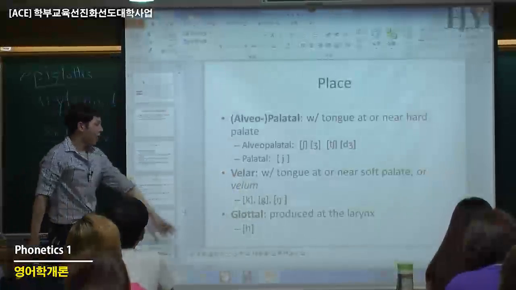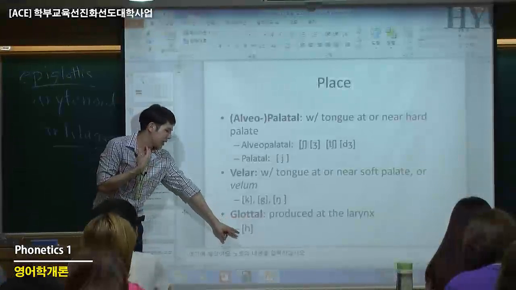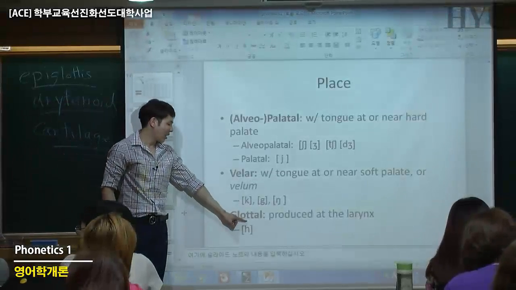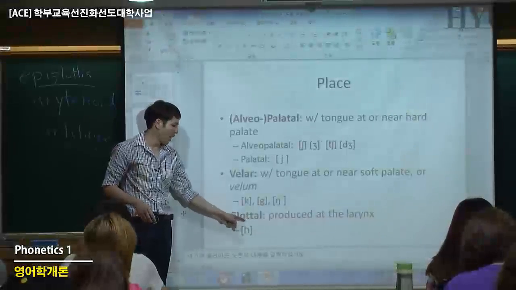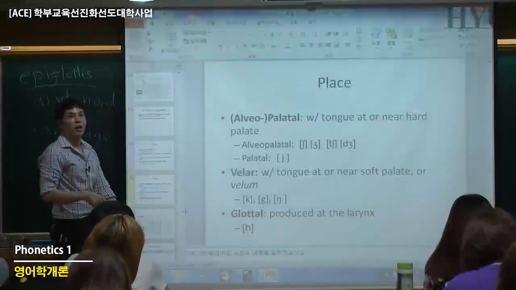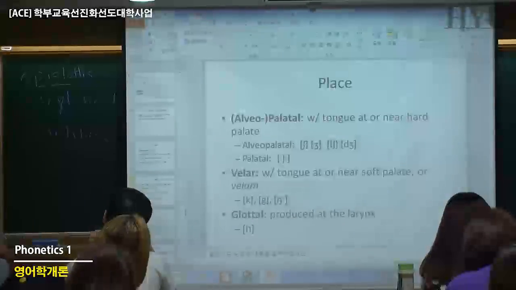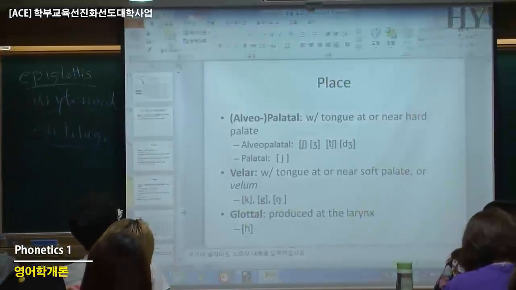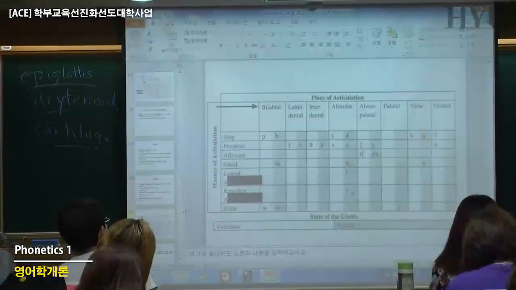Okay? And finally, when you make this H sound, you make it at the glottis, right? So we call that a glottal sound. Glottis is the space between the vocal folds. Okay? So maybe five to six places, right?